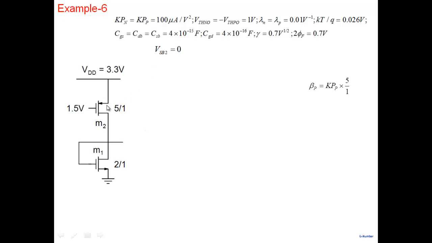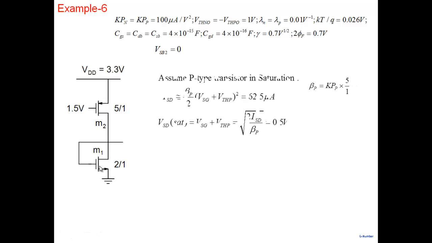In PMOS, almost all the time, the source and body are shorted together. So source and body are shorted together. VSB is 2. We can calculate its beta. It will be Kp. Kp is the same, 5/1 here. Similarly, we can calculate beta of this particular one.